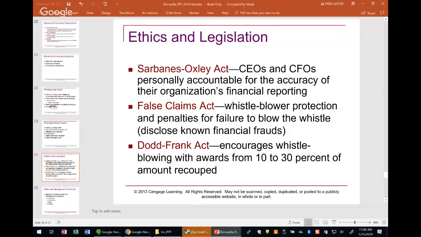Okay. Do you know, if you know somebody's cheating on their taxes, the IRS will give you 10% of what they can collect, if you want to be a whistleblower on your brother.